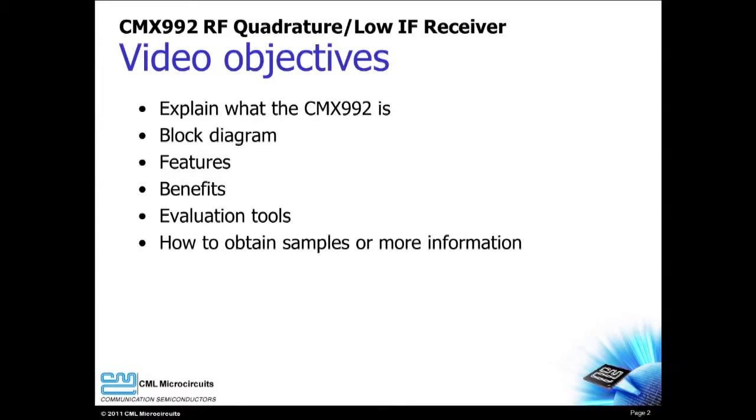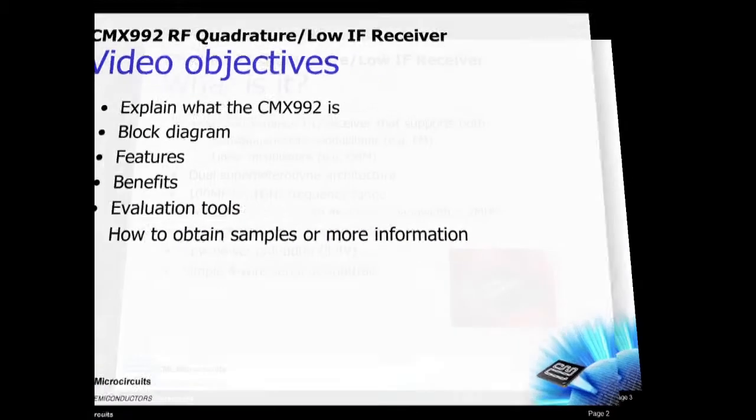My name is Ron Hunter and I am an applications engineer with CML Microcircuits. In this video I will introduce you to the CMX992 RF Quadrature Low IF receiver. I will explain what the CMX992 is, review its block diagram, discuss its key features and benefits, introduce its evaluation tools, and describe how to obtain samples or additional product information.